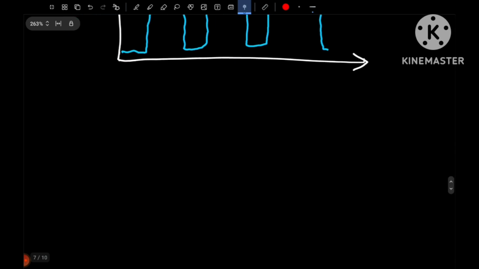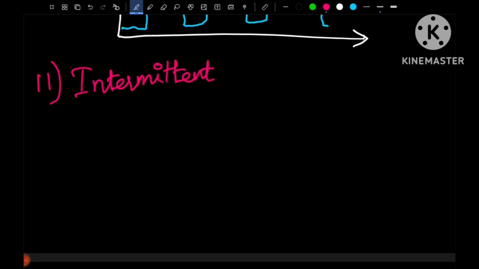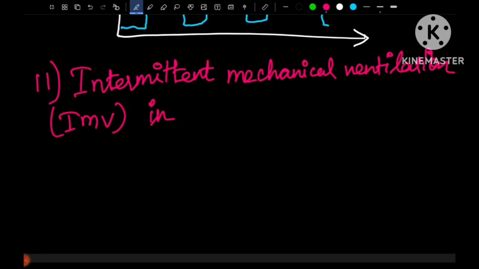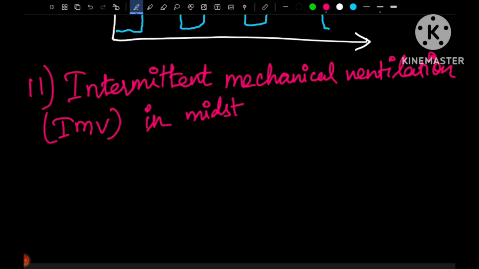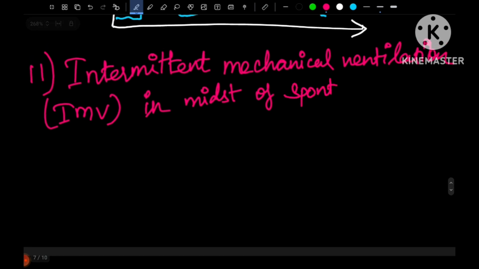Next, we are going to draw this with this color. I think it's the 11th one. This is IMV, intermittent mechanical ventilation, in midst of spontaneous breathing.